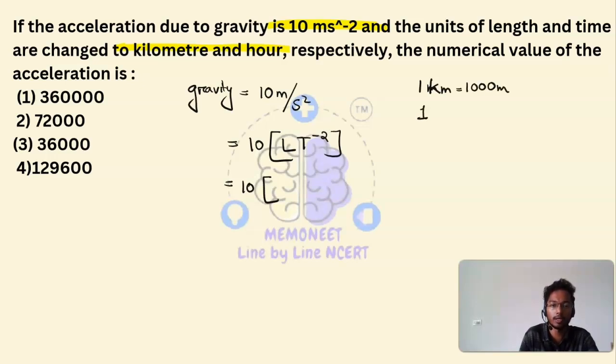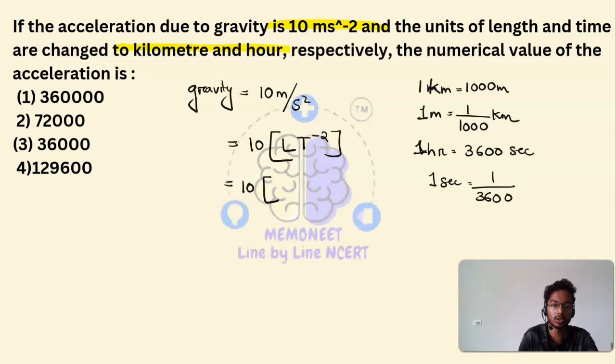So for 1 meter we have 1 upon 1000 kilometer. And for time, we know that 1 hour is equal to 3600 seconds. So for 1 second, we have 1 upon 3600 hour.